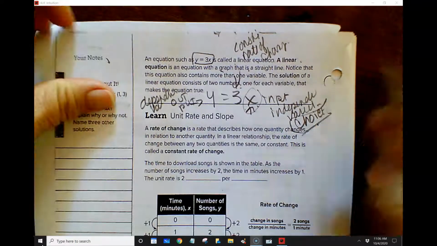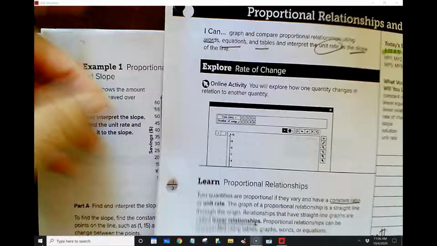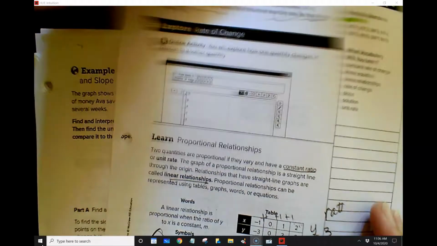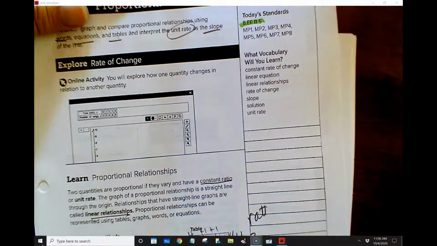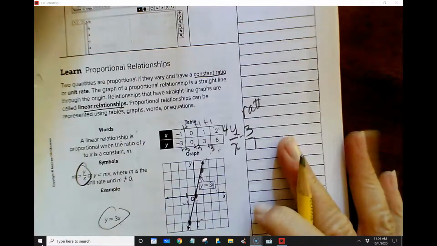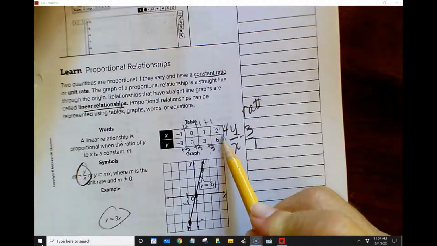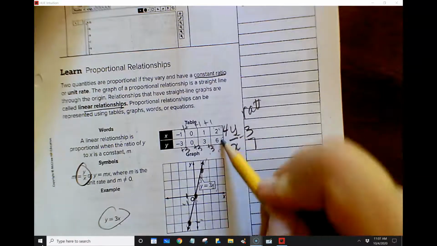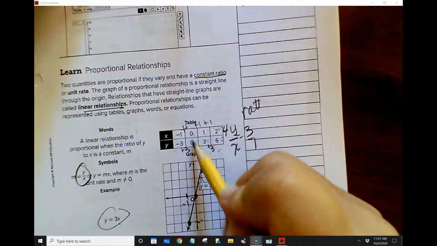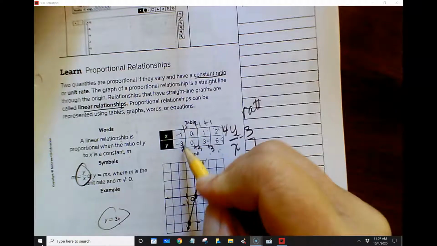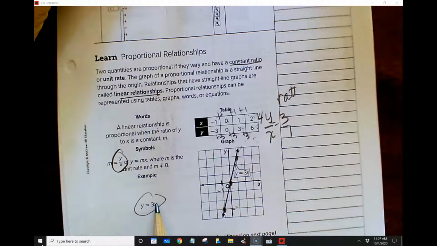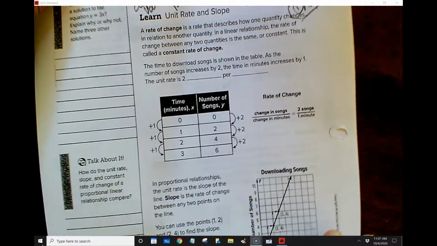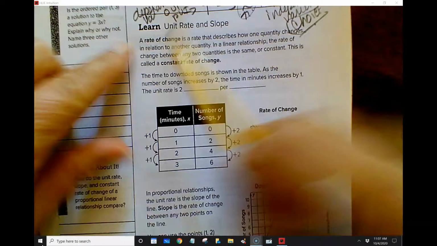So if I happen to choose, go back to our table, if I happen to choose the number 4 for our x, well, I have to multiply it by 3 in order to get our y of 12. Okay, 2 times 3 is 6, 1 times 3 is 3, 0 times 3 is 0, -1 times 3 is -3. So multiplied by 3, that is our rate. That's y equals 3x, multiplied by 3. So let's go ahead and take a look at learning more about rate of change.